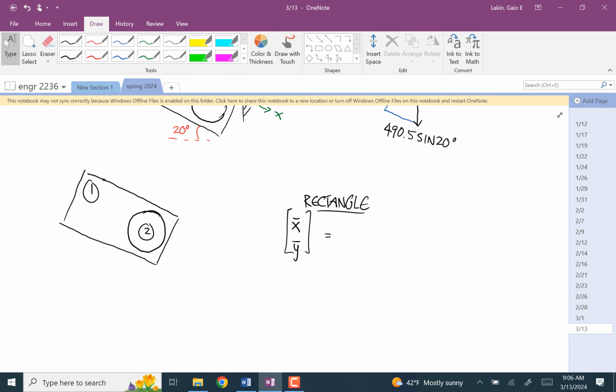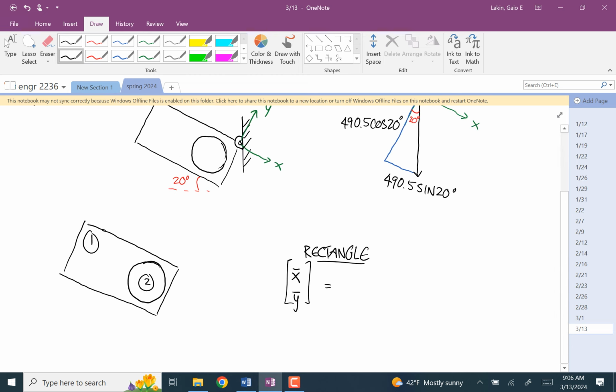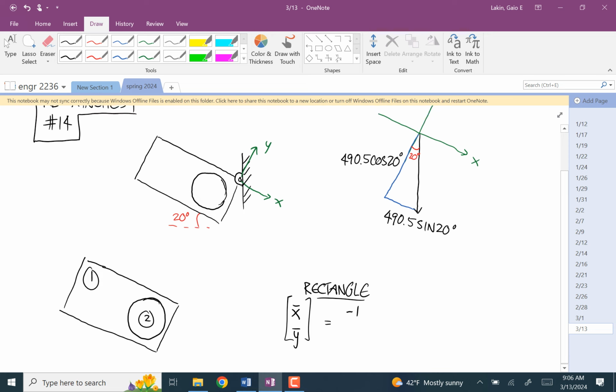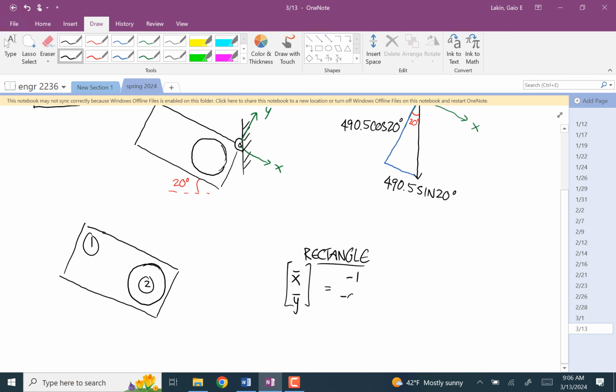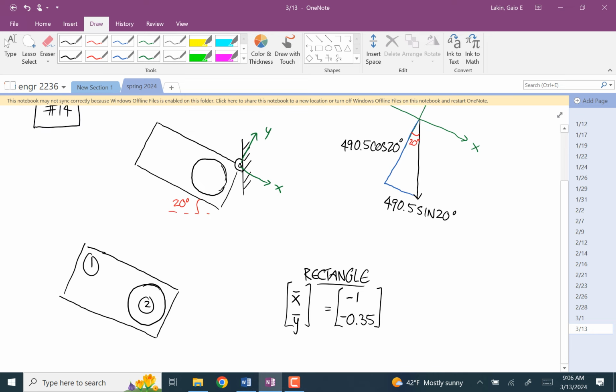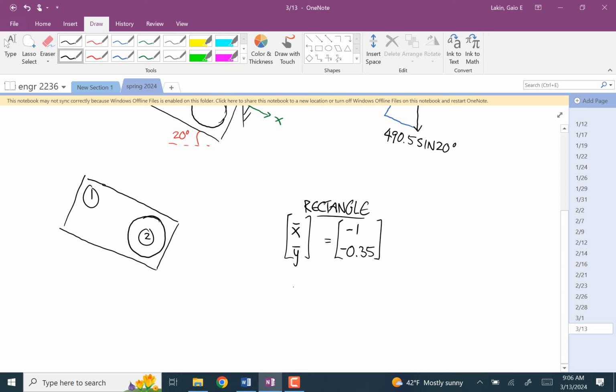Okay, so we're going to go -1 in the x direction to get to the middle of the rectangle. And then we're going to go -0.35 in the y direction. And the area, excuse me, is just 2 times 0.7, so that's 1.4.